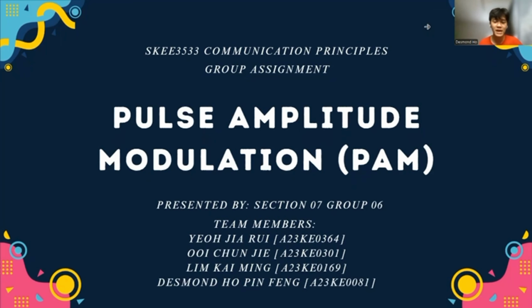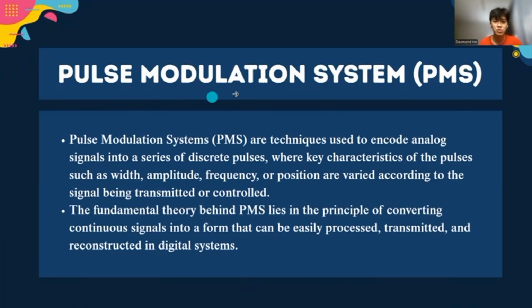Before we go to PAM, let's start from the basic PMS, the pulse modulation system. So what is a pulse modulation system? Pulse modulation systems are techniques used to encode analog signals into a series of discrete pulses. The key characteristics of a pulse, such as width, amplitude, frequency, or position, are related to or controlled according to the signal being transmitted. The fundamental theory behind PMS lies in the principle of converting continuous signals into a form that can be easily processed, transmitted, and reconstructed in digital systems.